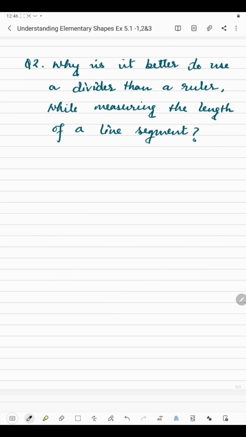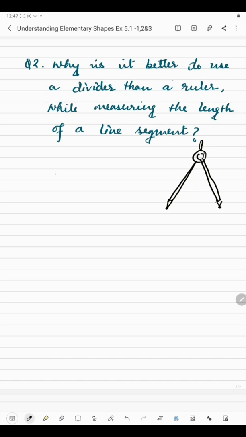Now in the next question we have, why is it better to use a divider than a ruler while measuring the length of a line segment? See, normally while measuring the length of a line segment we use a ruler. So here the question is, why is it better to use a divider? Actually, this divider looks like this, in which we have two pointers. Since the pointer is very sharp, we get the accuracy.